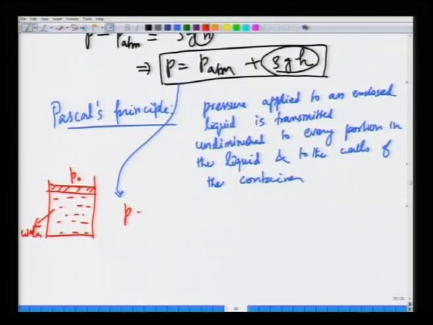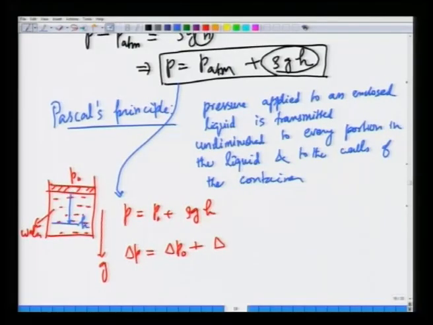So, this is gravity. P at any location is P naught plus rho g h. Suppose you change P naught to some other value. The change in pressure at any depth h from the surface, delta P, is because of the change in P naught, and then there is a change in rho g h. But you are looking at the same h.